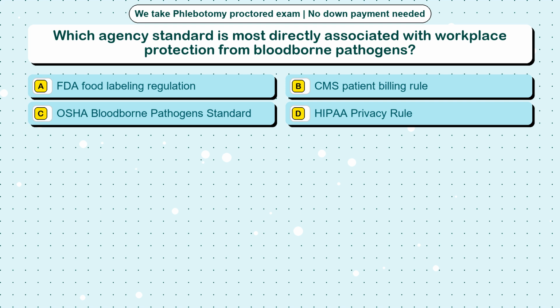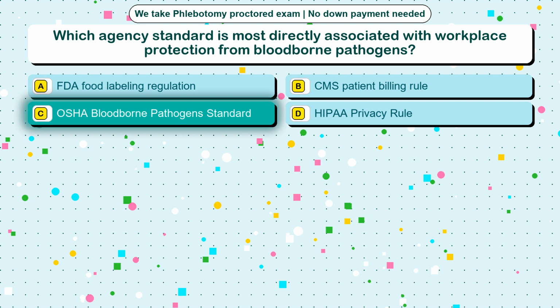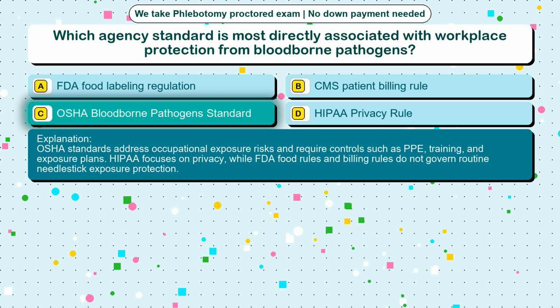Option A, FDA Food Labeling Regulation. Option B, CMS Patient Billing Rule. Option C, OSHA Bloodborne Pathogens Standard. Option D, HIPAA Privacy Rule. The correct answer is option C, OSHA Bloodborne Pathogens Standard. OSHA standards address occupational exposure risks and require controls such as PPE, training, and exposure plans. HIPAA focuses on privacy, while FDA food rules and billing rules do not govern routine needle stick exposure protection.